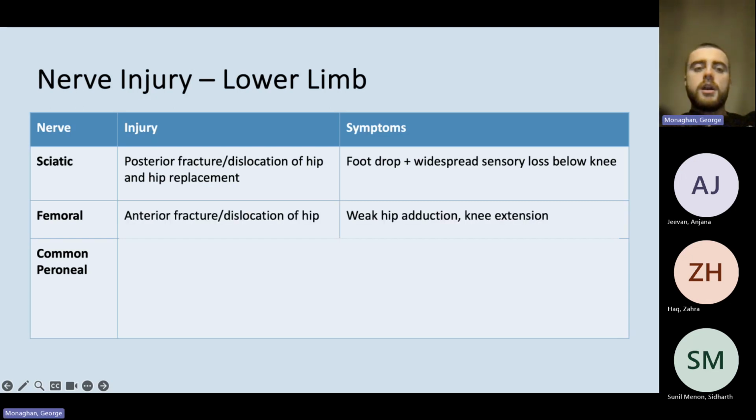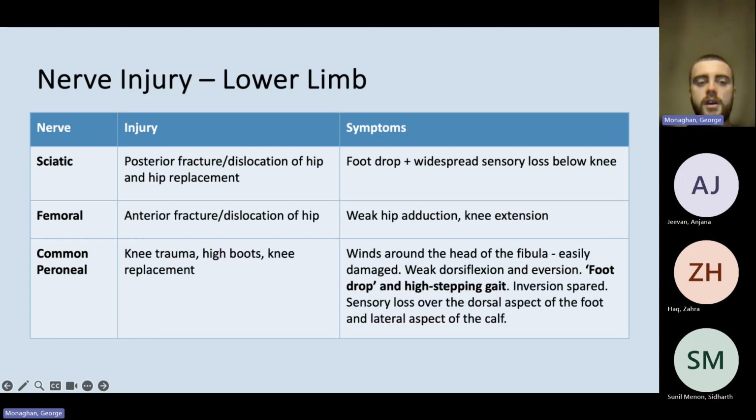A femoral nerve injury is caused by an anterior fracture or dislocation of the hip, and we are likely to see weak hip adduction and weak knee extension because the femoral nerve innervates the quadricep muscles.